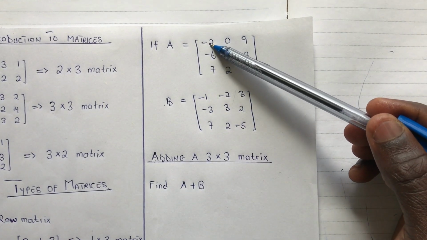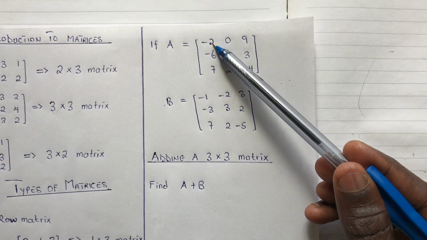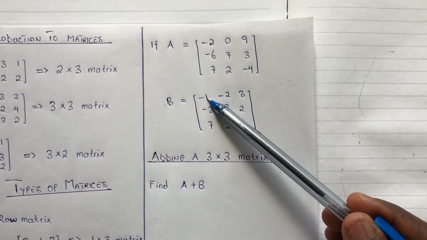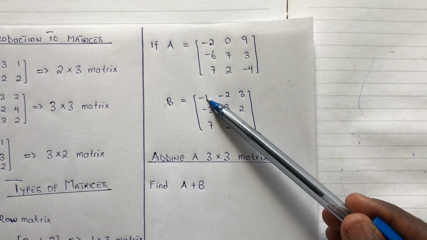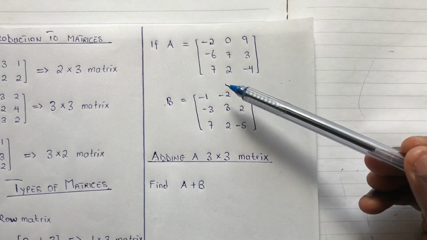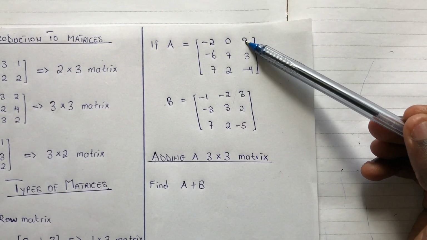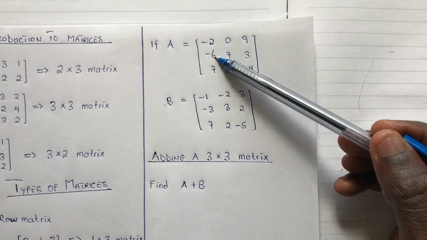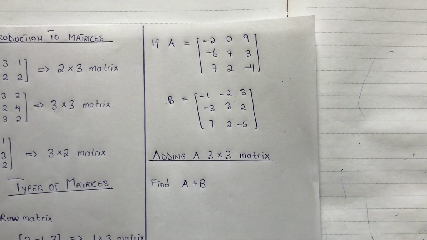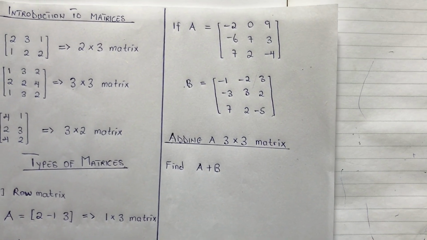So when you look at this row, the first member in the first row or the first column, you add it to the first member in the first row or the first column of the second matrix. So we have negative 2 plus negative 1, 0 plus negative 2, 9 plus 3, then negative 6 plus negative 3. You continue like that. So let's add. Let's see what we have here.